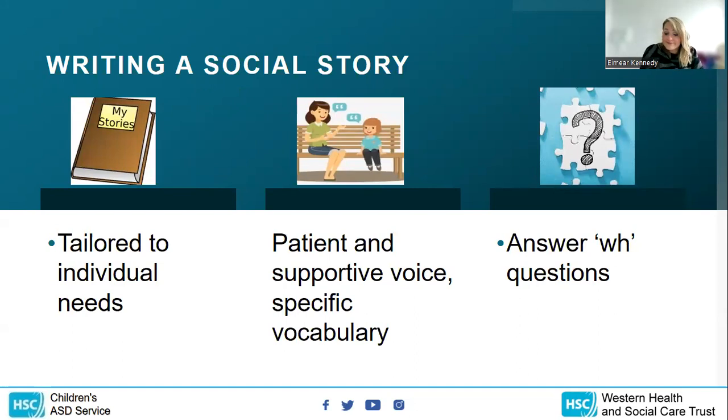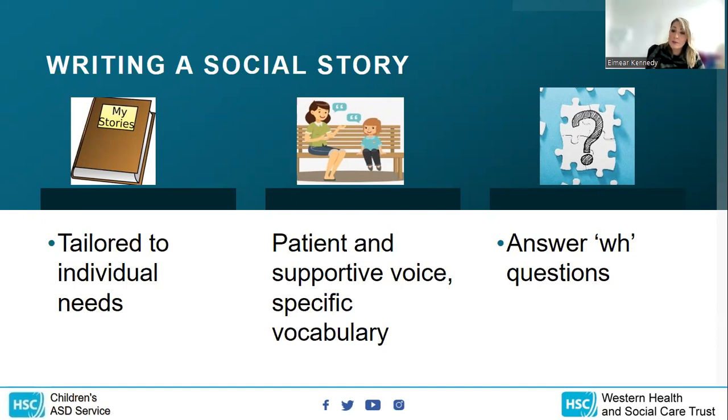Criteria 4 is that it should be tailored to the individual needs of the audience, or the person, child or young person who the story is for. So social stories should be tailored for the individual abilities, the attention span, the learning style, and the interests of the audience. So you might like to use photographs, picture symbols, or drawings with text to aid understanding and increase motivation.